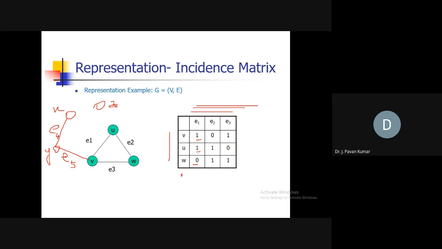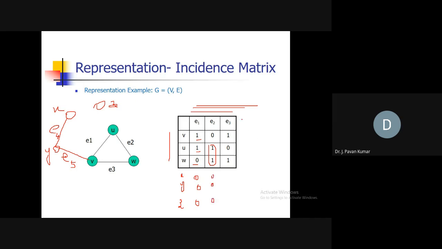So U, V, W, X, Y, Z. The remaining all will be filled with 0. Here also 0, here also 0. Next, E2 is incident on which vertices? U and W. So the corresponding entries will be filled with 1, and the remaining will be filled with 0.